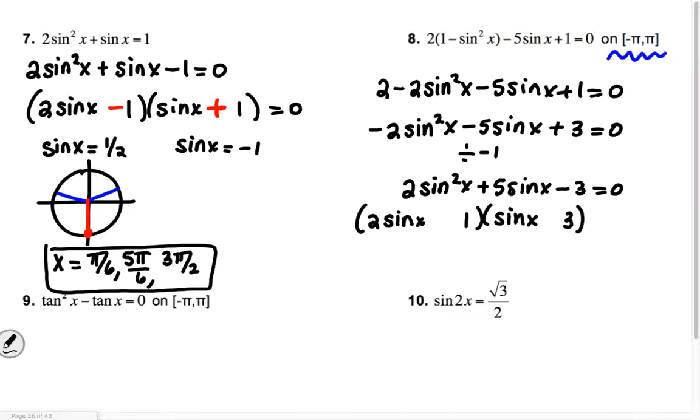Did you forget the 5? No, my handwriting's just bad. That's 5 sine of x. Oh, okay, good.